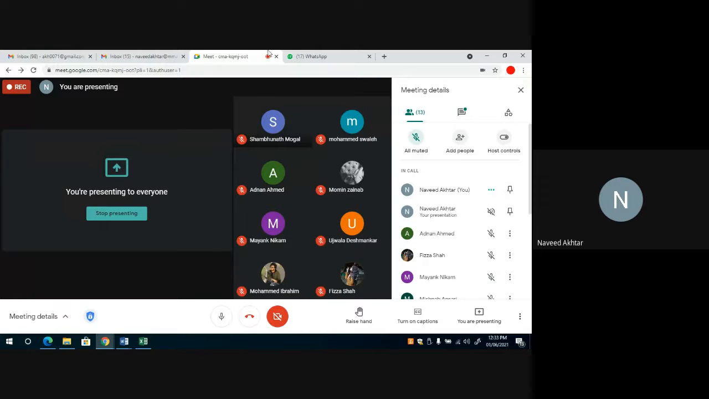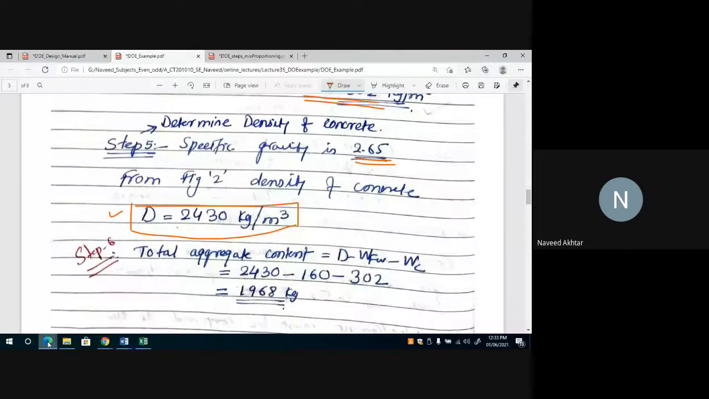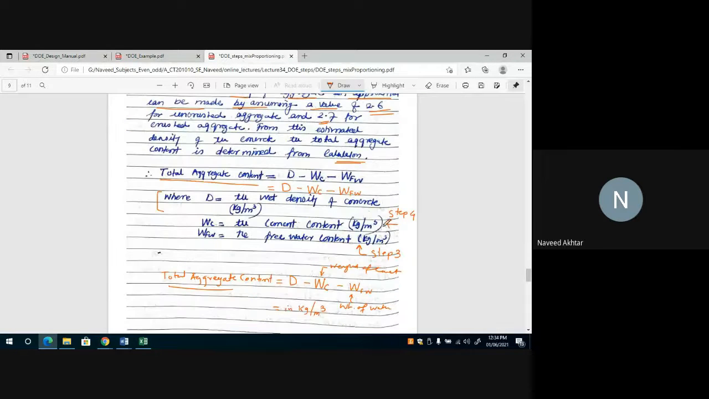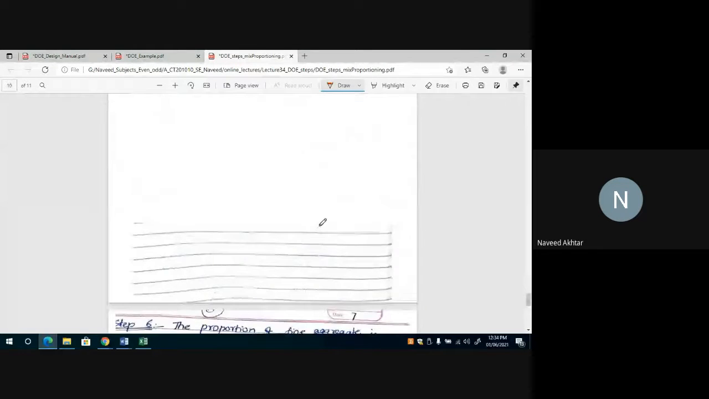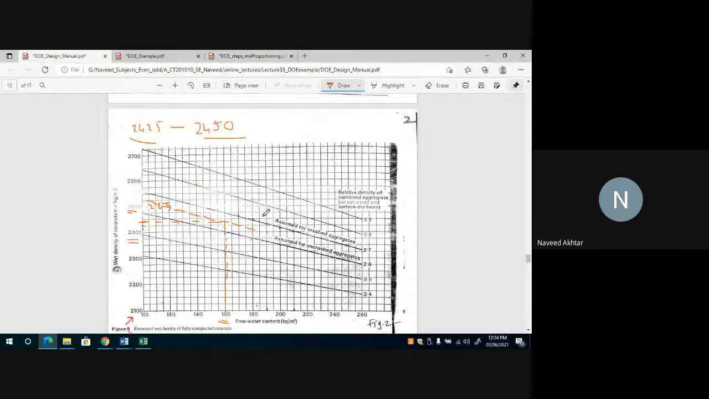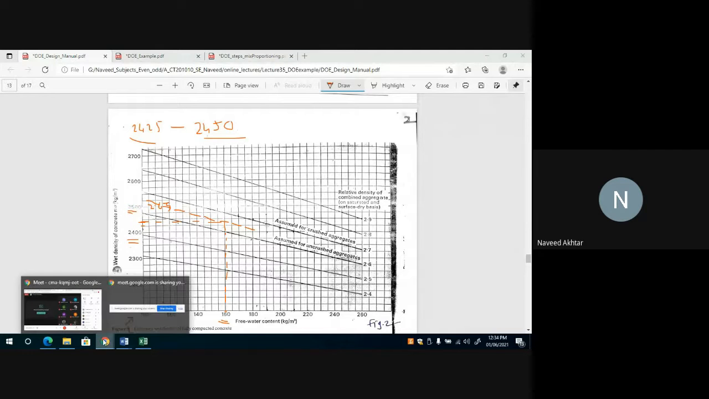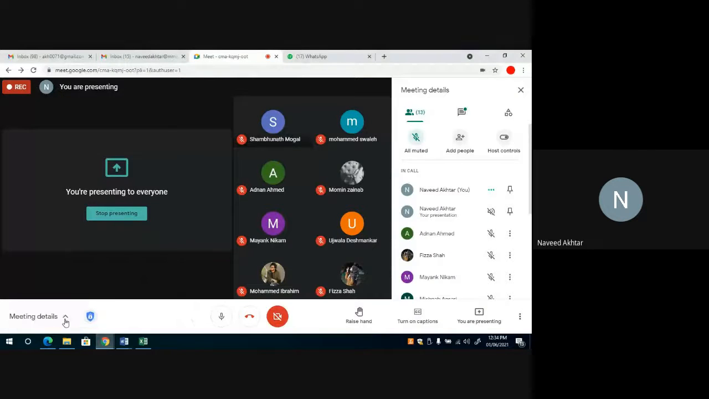2430. So likewise, you have to do step number 5. All this procedure I have already given to you. The graphs I sent to you. The manual for the DOE method, all the things I have sent to you. So from that, you can easily find out the values.